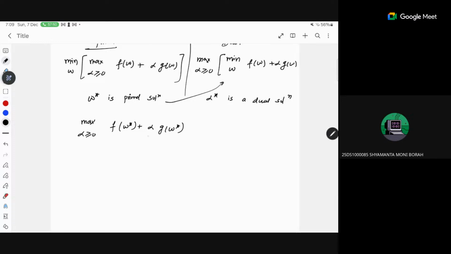I think those who have watched the lectures might appreciate this part. What is the solution for f of W star plus alpha g of W star? Since g of W star is what kind of constant is it? It is not equal to a constant, right?